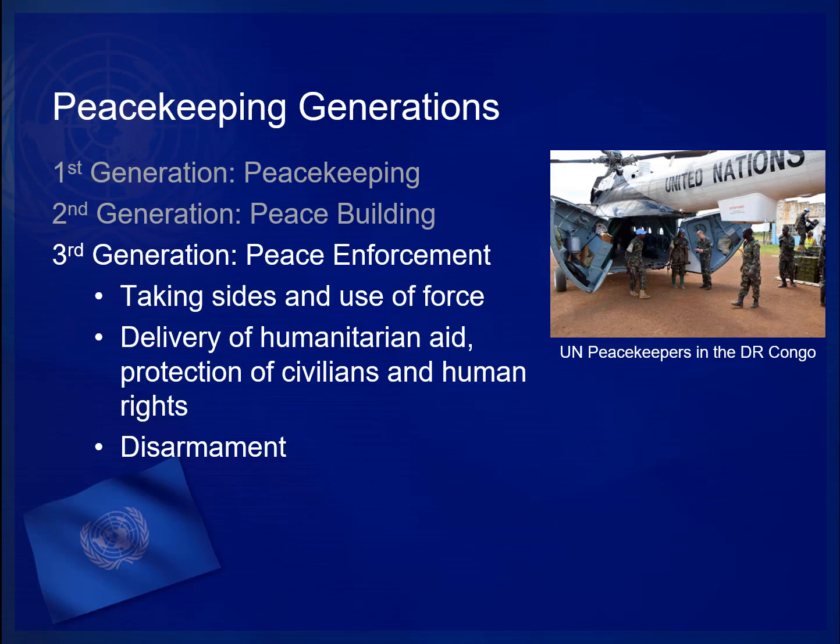Unlike second-generation operations, which continued to require the consent of all parties involved, third-generation peacekeeping operations shifted the role of UN peacekeepers to active combatants. They were empowered to take sides in a conflict and, in order to protect human rights and civilians, to ensure the delivery of humanitarian aid, or even to disarm combatants, they were empowered to use force. They were no longer neutral third-party observers, but could now be active participants in the conflict.